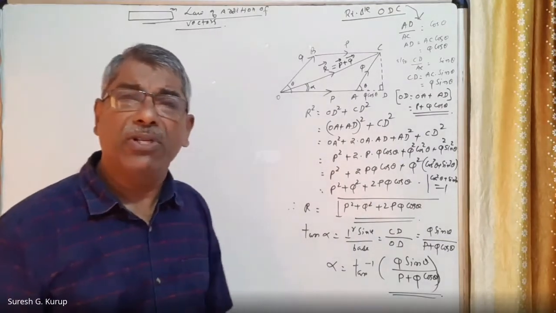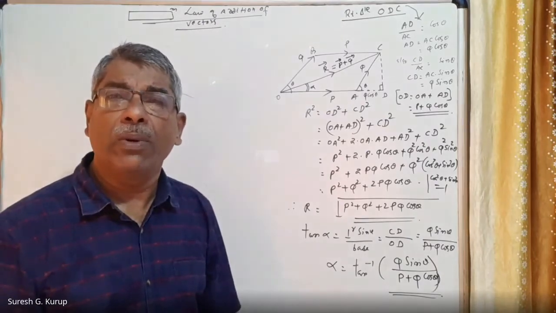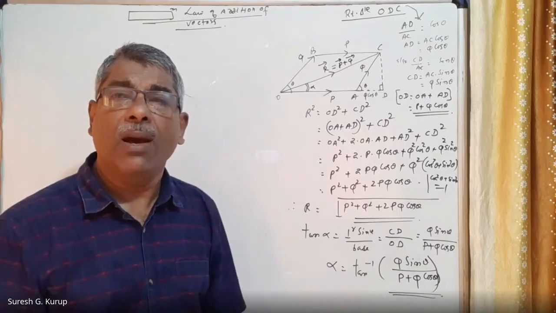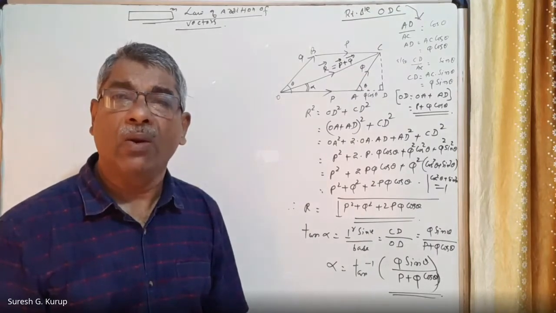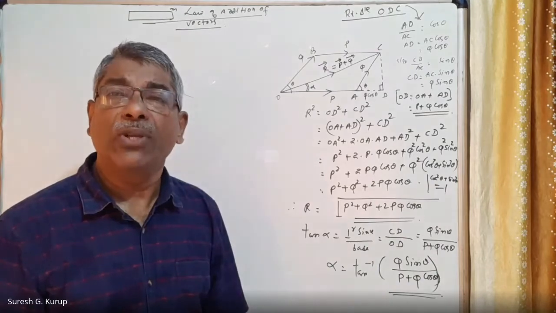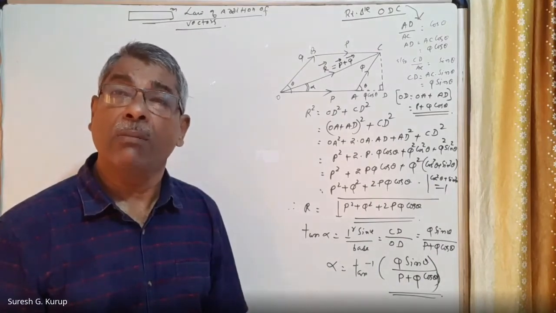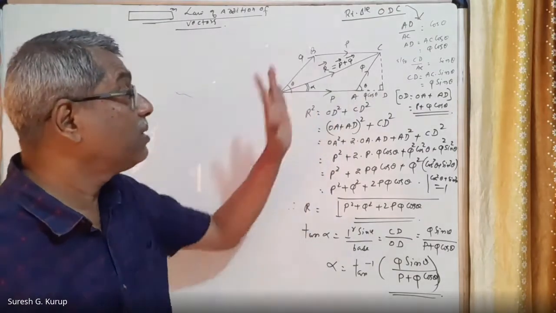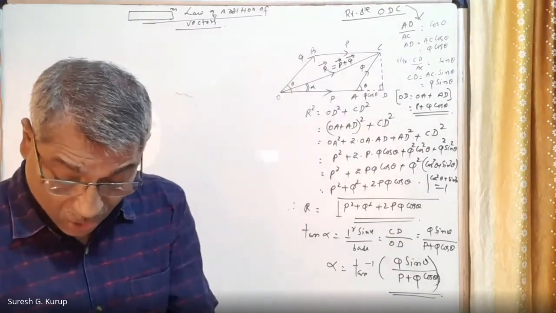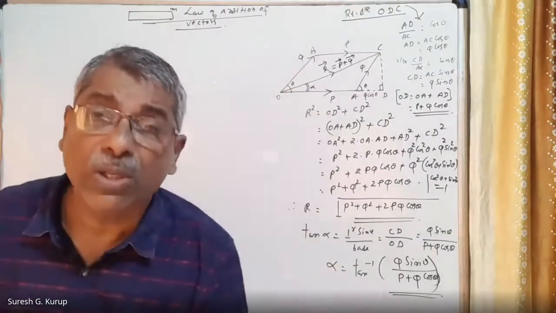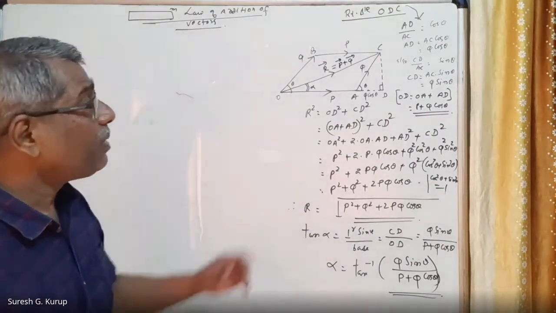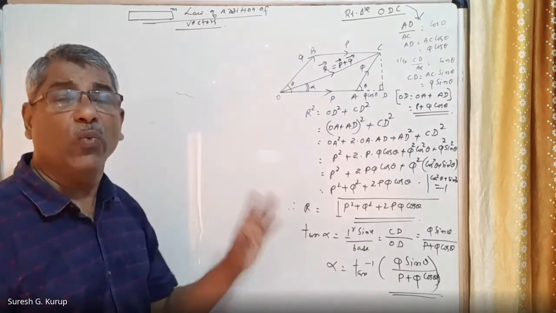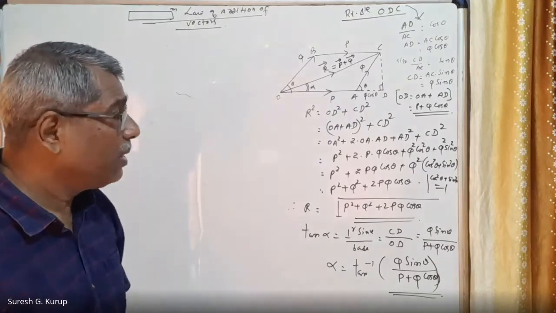Once again, the definition: when two vectors are acting on a body simultaneously, then these two vectors can be represented by the adjacent sides of a parallelogram. Then the resultant of these two vectors can be represented in magnitude and direction by the diagonal of the parallelogram. Yes, this is the condition, right? So here we can prove that the vector R, that means the resultant vector R, is equal to vector P plus vector Q, right?